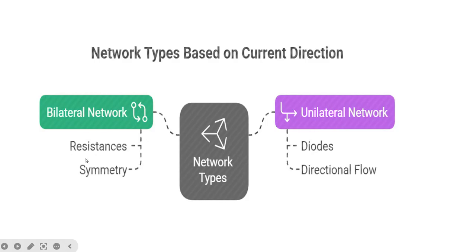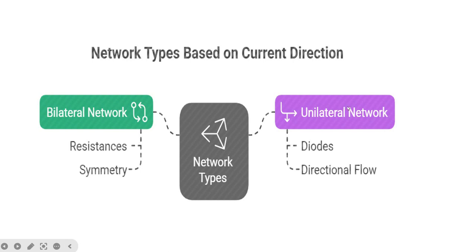Okay, so here that is called a bilateral network. What is a bilateral network? A circuit whose characteristics and behavior will be the same irrespective of the direction of the current through the various elements of it. And here an example for such a network is a network consisting of only resistances.